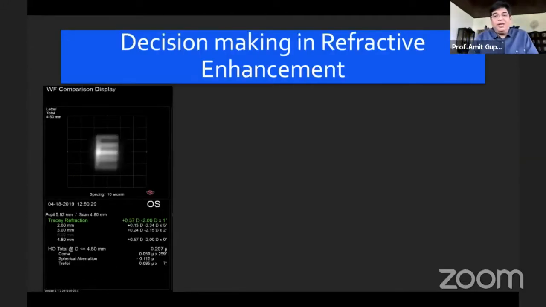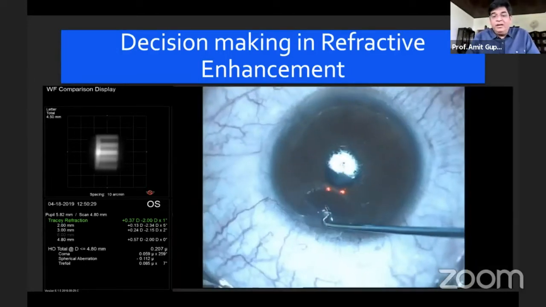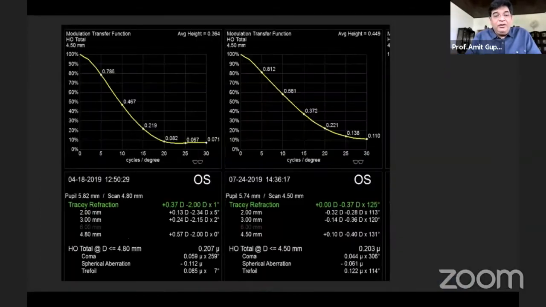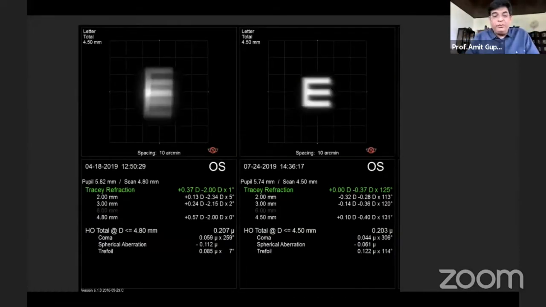It also helps us in making a decision on refractive enhancement. This patient had undergone LASIK surgery, was not happy with his vision, and so we had to take up this patient for an enhancement. And we could see post enhancement how the MTF has improved in this patient along with the Tracey. A green Tracey means that everything is okay, and we can proceed with treating this patient. So this was the visual simulation chart before treatment and after treatment.